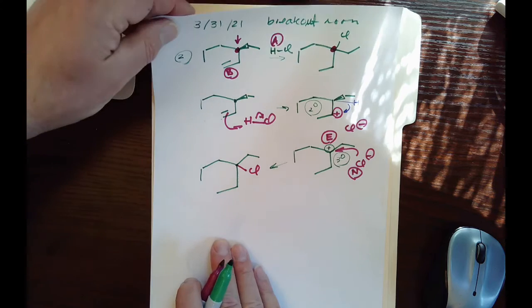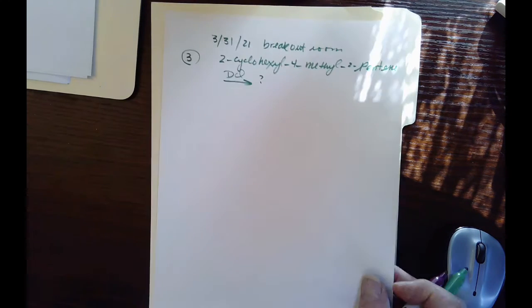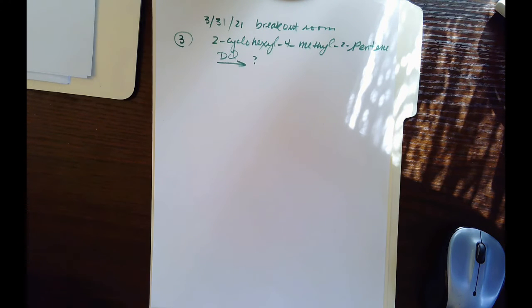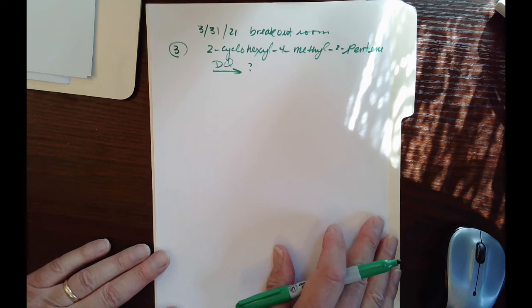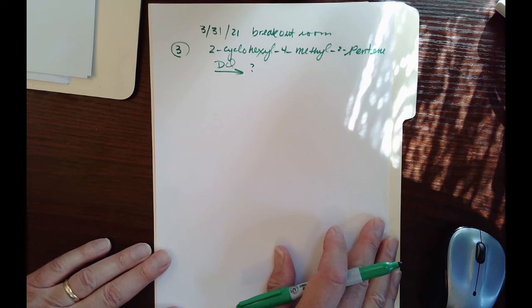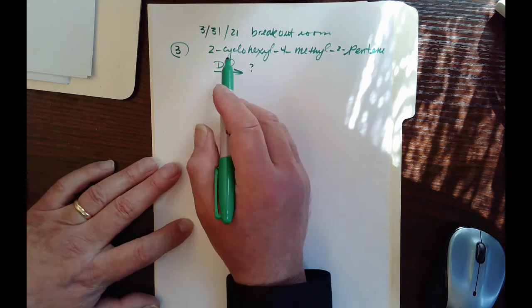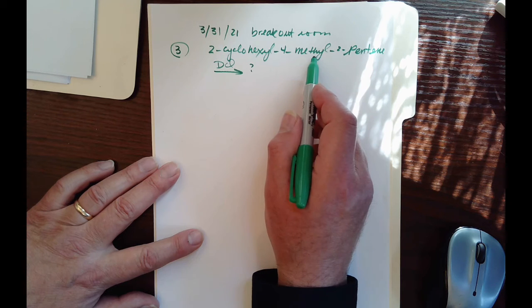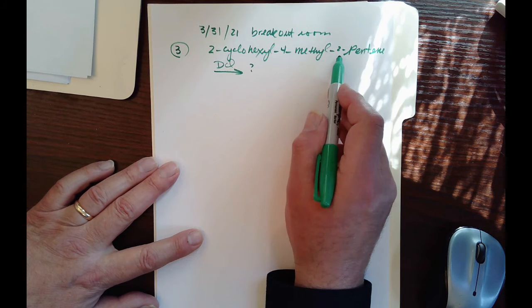So let's look at problem number 3. Problem number 3 is a little bit different. It's asking us to go from a name to the product, and the product is not given to us. So what we need to draw is the starting material. We have a 2-cyclohexyl, 4-methyl, 2-pentene.